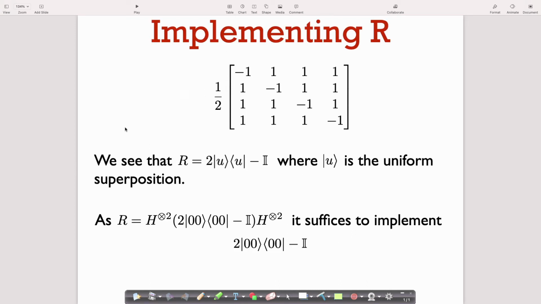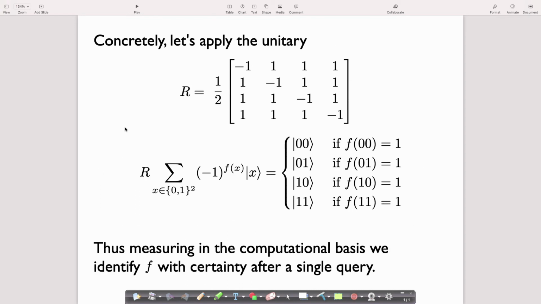Okay, so let's also just talk about how to implement this algorithm with a circuit, not just look at the query complexity. So you see that we performed this unitary here, R. Let's see how we can implement that with a circuit.